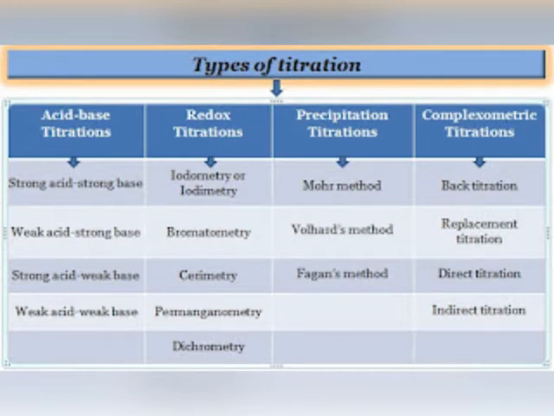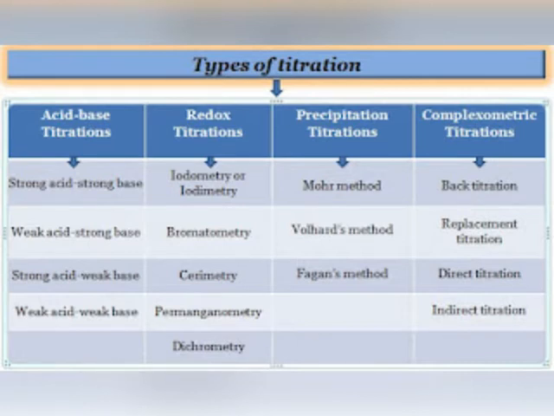Here are the types of redox titrations. First, we have iodimetry. Next, we have bromatometry. Next, we have permanganometry. And we also have cerimetry and dichromatometry.